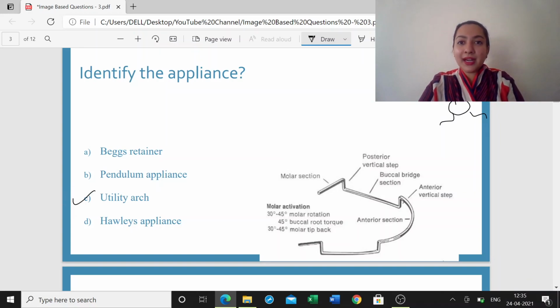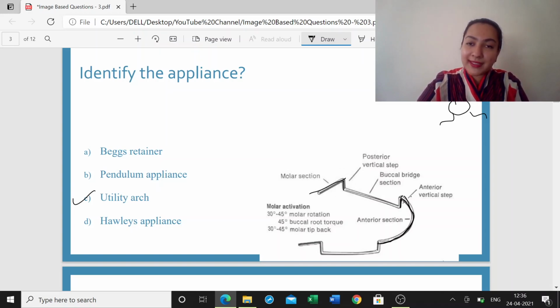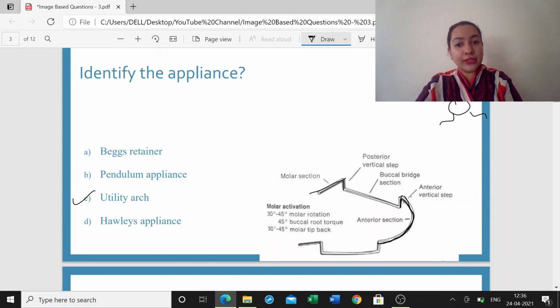The utility arch has several components which are mentioned here. This is the anterior section, which runs in the anterior region, the anterior vertical step, and the buccal section which runs in the buccal area. This is a posterior vertical step. This was an anterior step, this is a posterior step, and this is the molar section which gets inserted into the molar tube. So these are the components of a utility arch. Making a utility arch is one thing, and understanding it is a different thing altogether.